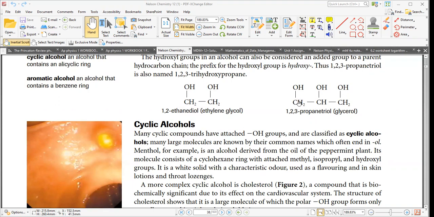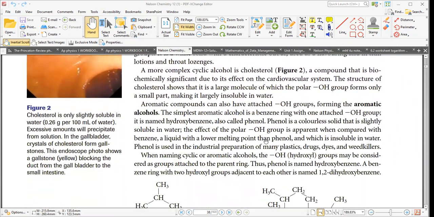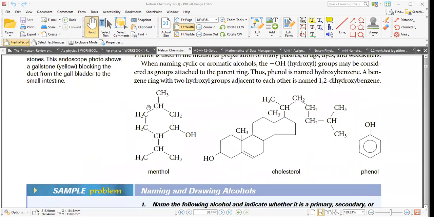Here the main chain is propane, and because you have 3 OH, you have to say propanetriol. And the position of that is 1, 2, 3. Any question? No.